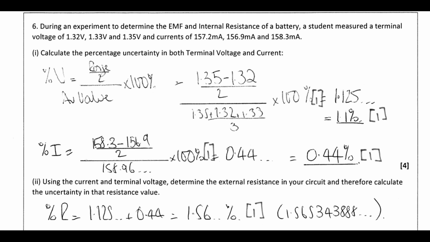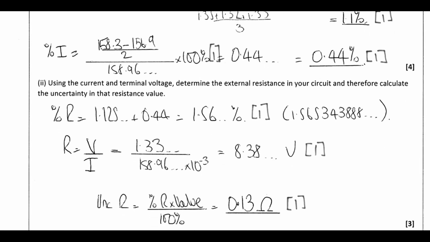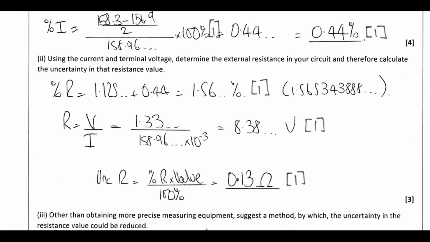You need to remember, if you've got repeat readings, you shouldn't just use the resolution as the uncertainty, you should calculate what the actual uncertainty is. Okay, so then it wants us to use those values to determine the external resistance in our circuit. So the thing to know here is the external resistance is going to be the terminal voltage divided by the current in your circuit. So we're going to need the potential difference in current values to determine R. So their percentage uncertainties are going to be added together. That gives you the percentage uncertainty in R.